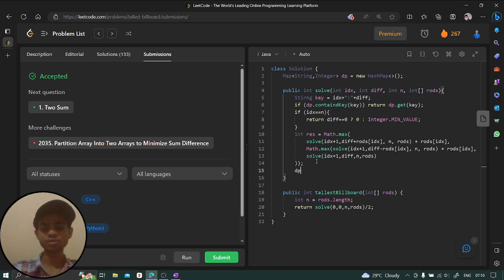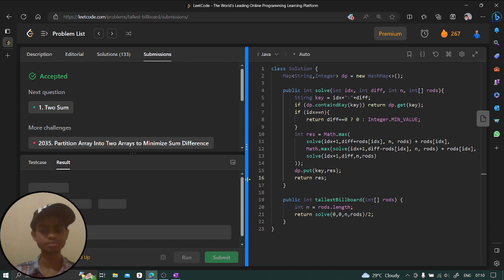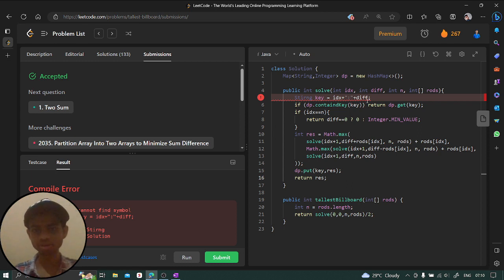So here we are going to first of all say dp.put this particular key, result. Then you can say return result directly, right? Now let's see whether it's working fine or not. I hope it should work, right? But no, always we are getting an error every time. Difference is string. You cannot find a symbol. What symbol are you not able to find? Okay, string spelling. I don't know what's happened to me.